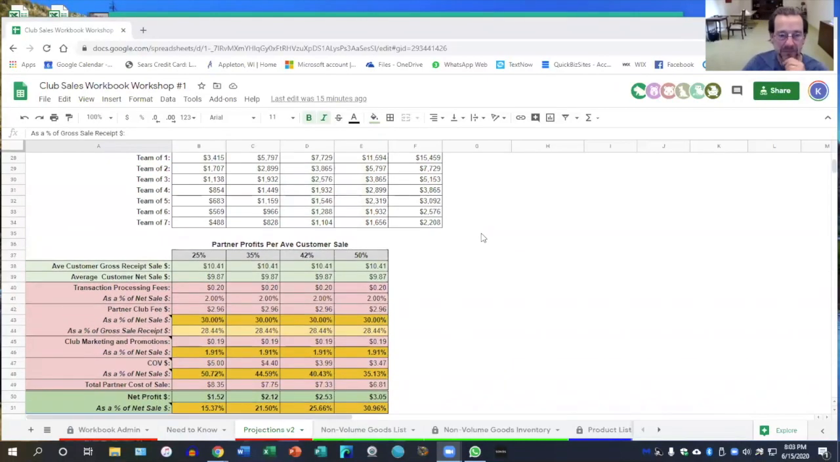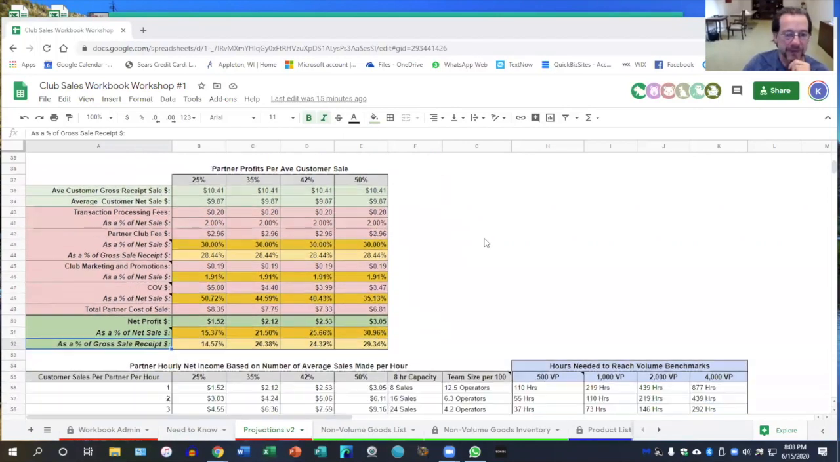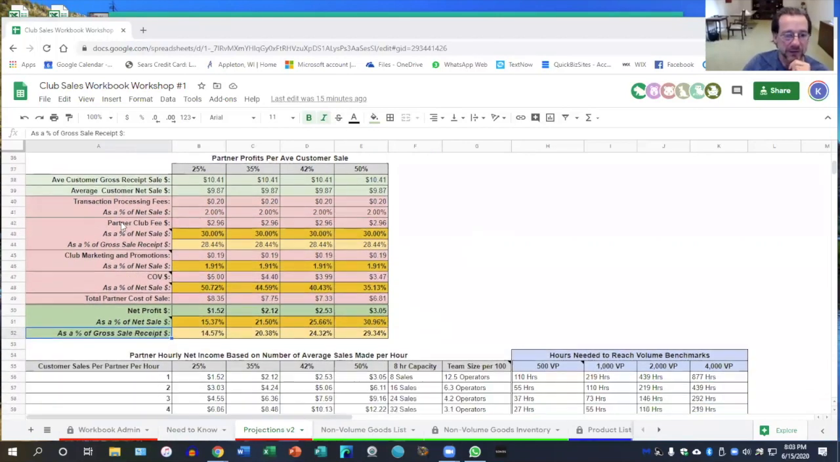Okay. So technically what I'm doing in my spreadsheet, here's how I charge. These are my fees to my club partners. My club fee is $2.96 on the average sale. So what if someone spends $9?